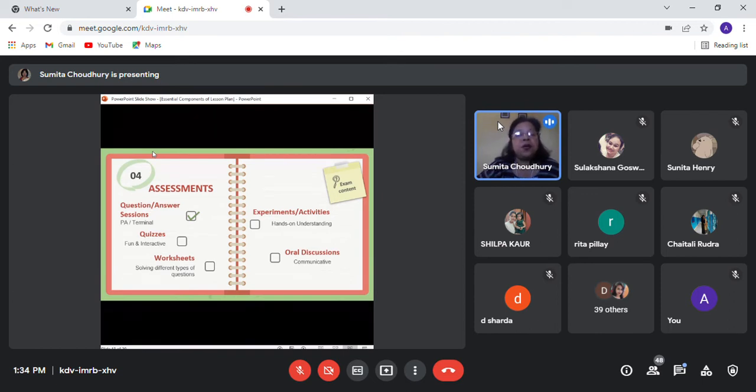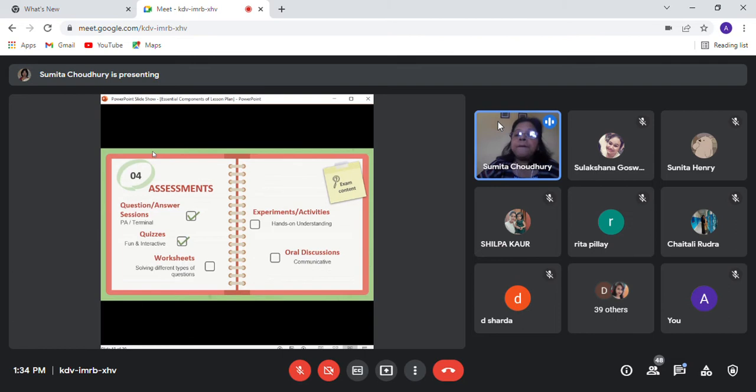Then I can take quizzes. It is a game-based assessment that not only makes the class more fun and interesting, but also makes students curious and lets them learn facts outside the syllabus or book as well. Then after, worksheets.